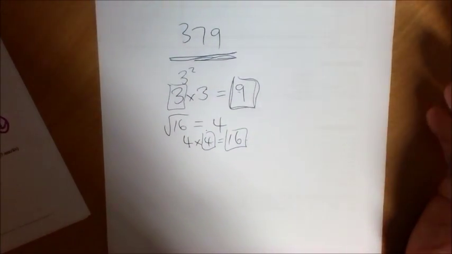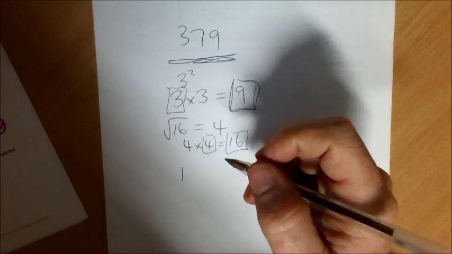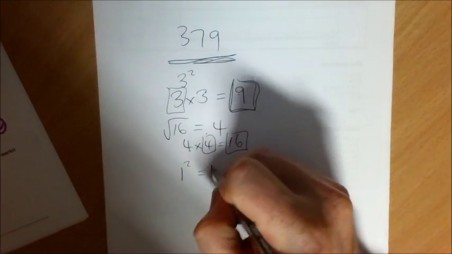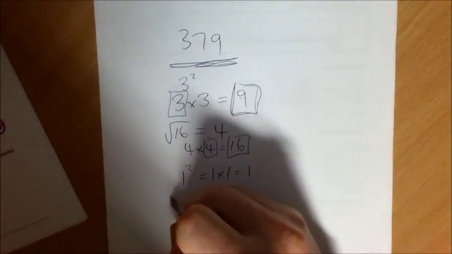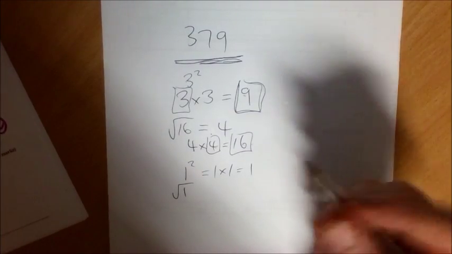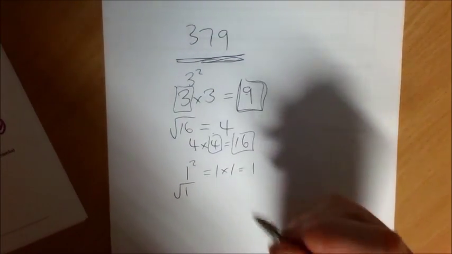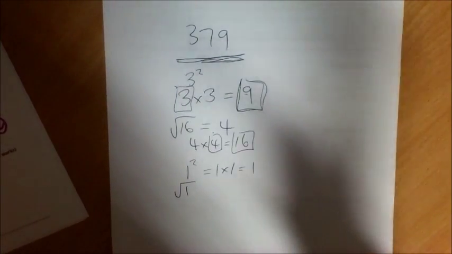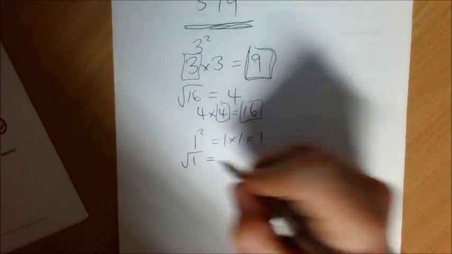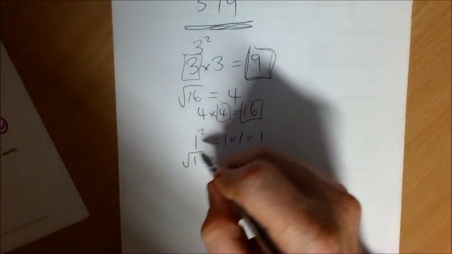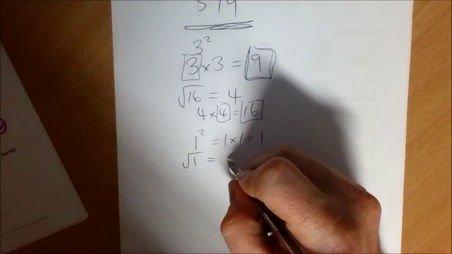Sometimes squaring and square rooting give the same thing. So 1 squared is 1 times 1, which is 1. And the square root of 1, that means make up a question where the answer is 1. Make sure it uses multiplication, repeated multiplication, and the same number twice. That's what the square in square rooting means.